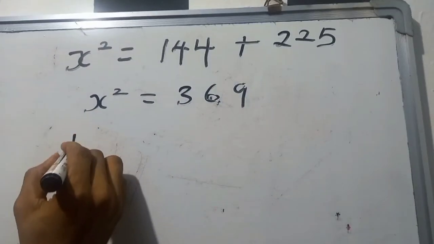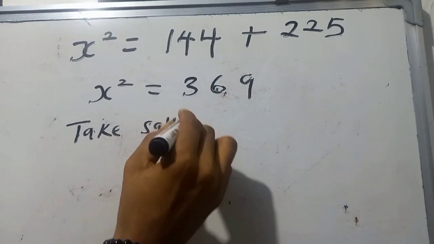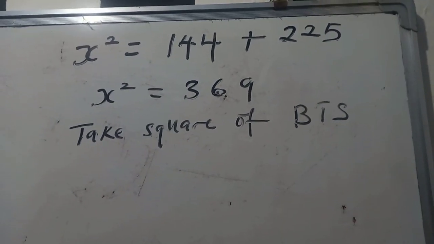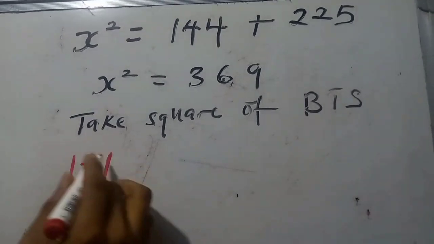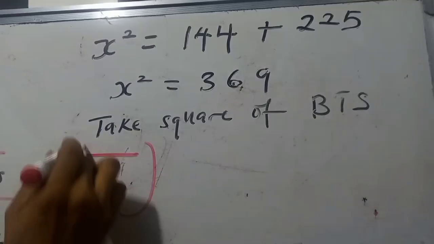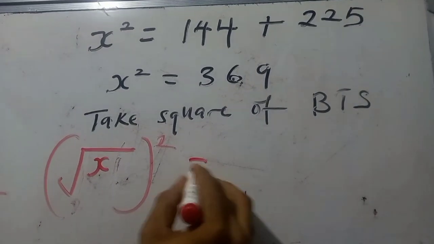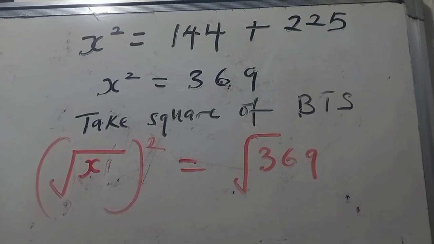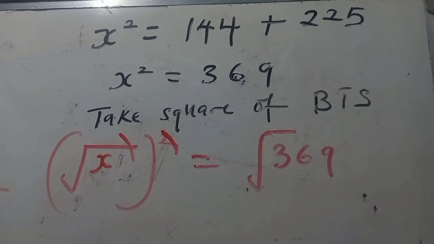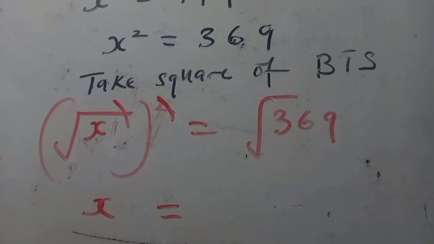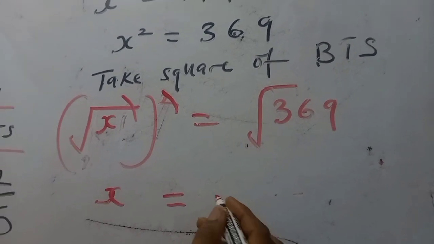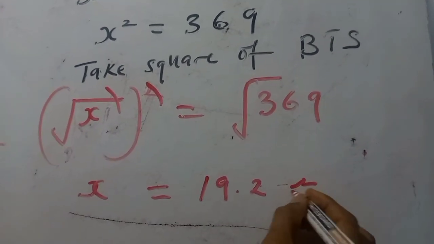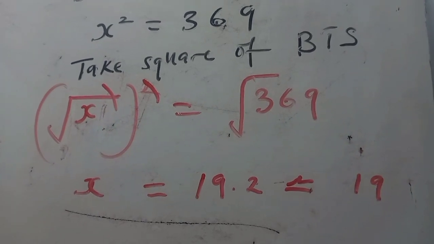369. So we say take the square root of both sides, which means that here is our x. So x squared equals the square root of 369. So the square and the square root cancel, we have x equals the square root of 369, which is 19.20. Approximately it becomes 19.